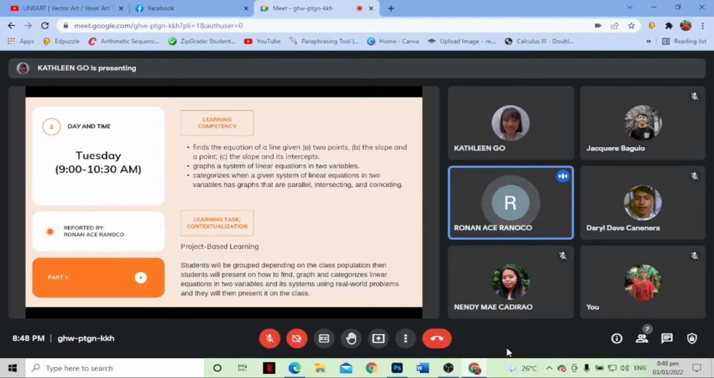For learning tasks, we have contextualization, then problem-based learning, where students will be grouped depending on the class population. Then students will present on how to find, graph, and categorize linear equations in two variables and its systems using real-world problems, and they will present it to the class.